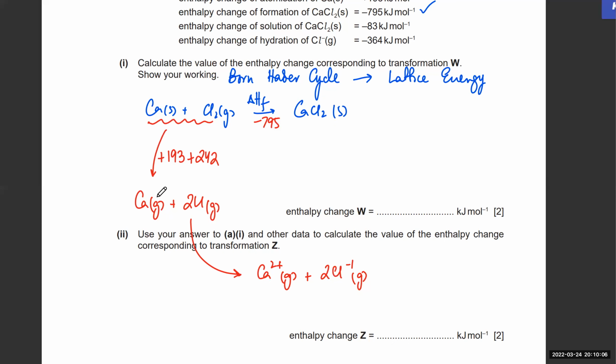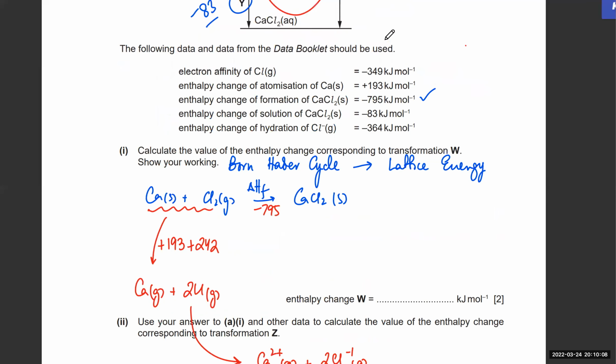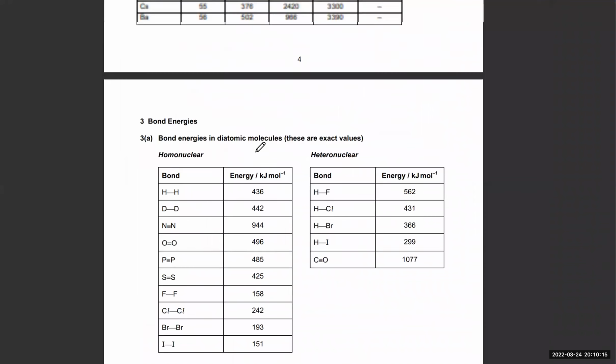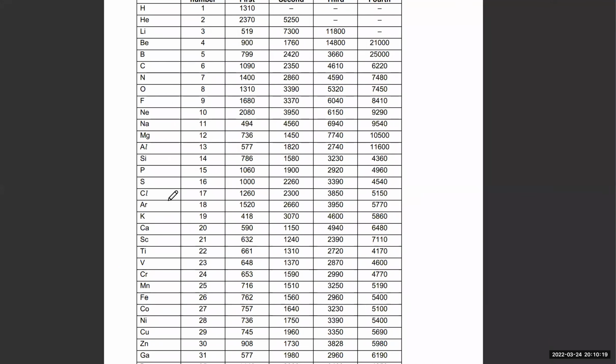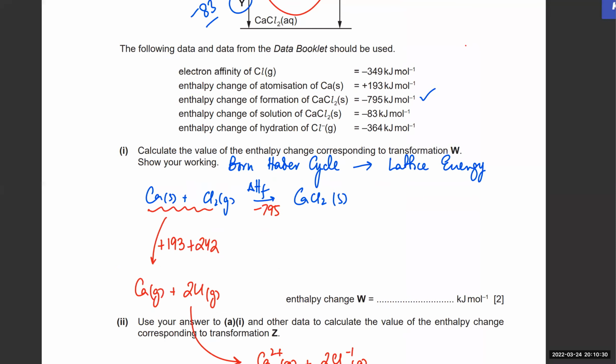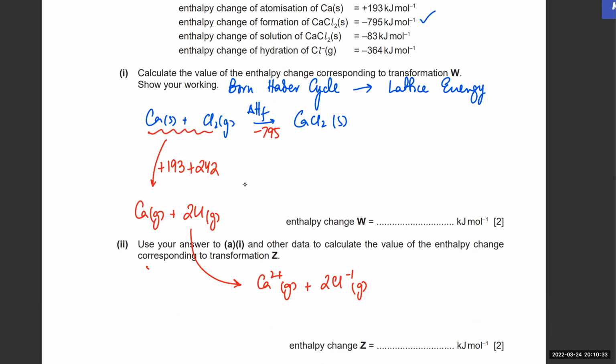So both things can happen in the same step. So calcium atoms losing 2 electrons, that is not given over here. So where do you find calcium atom losing 2 electrons? You look at the data booklet again, and in the data booklet, the first and the second ionization energies are provided. So calcium losing 2 electrons is 590 and 1150.